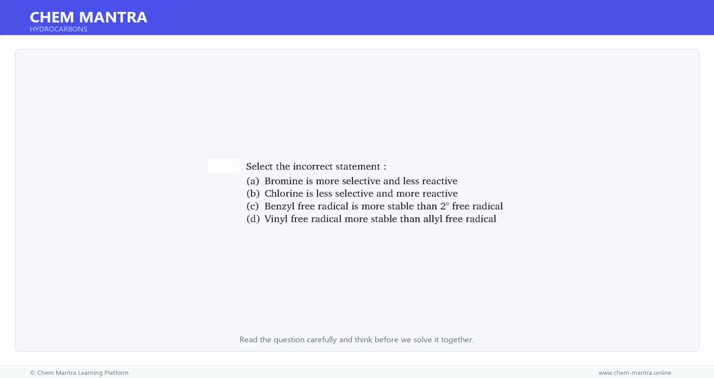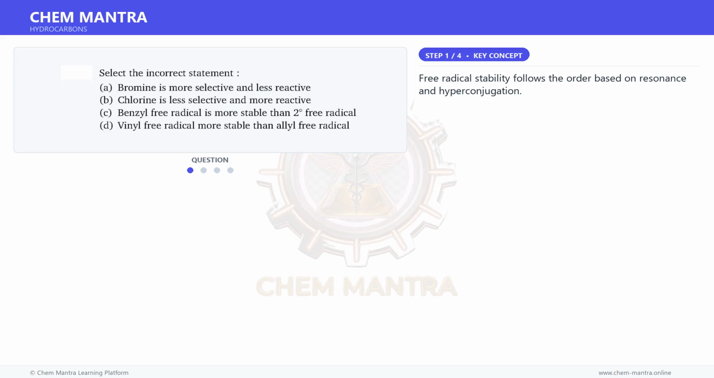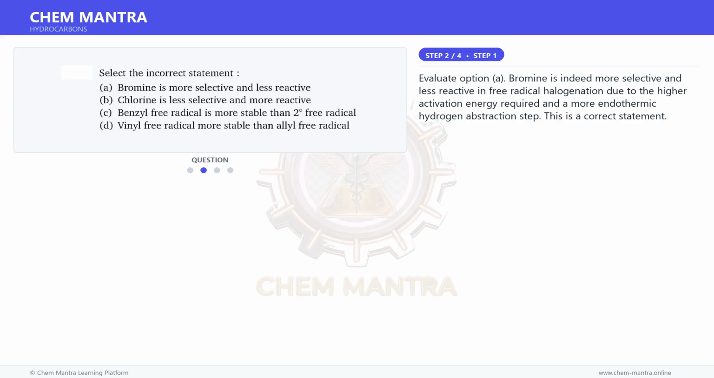Here is a question. Read it carefully and think about the answer. Let us solve it step by step. Let us first understand the key concept here. Free radical stability follows the order based on resonance and hyperconjugation.